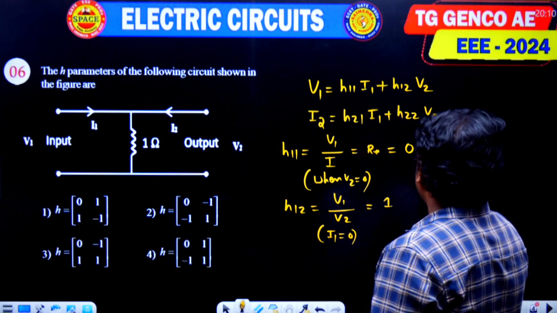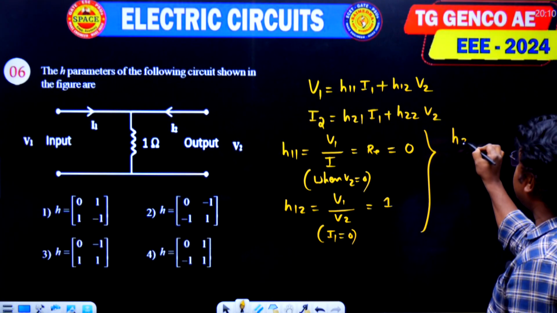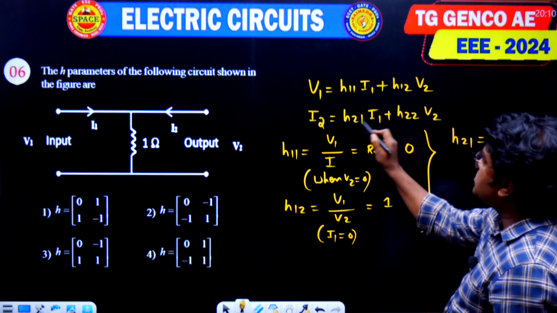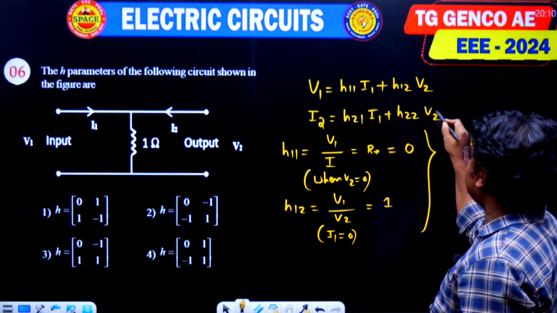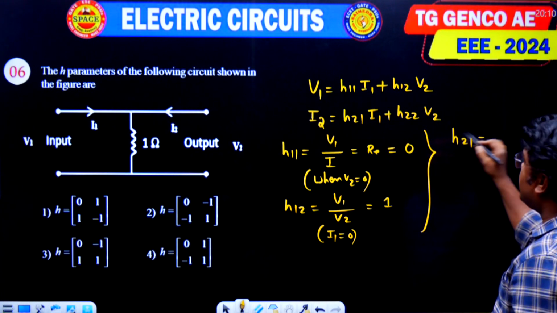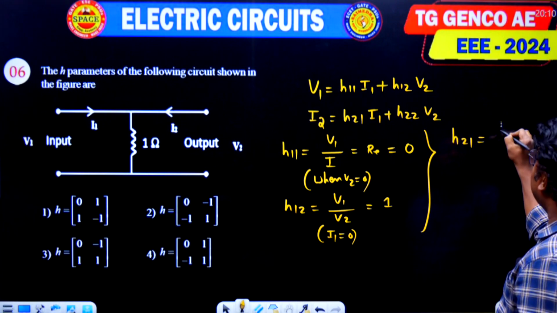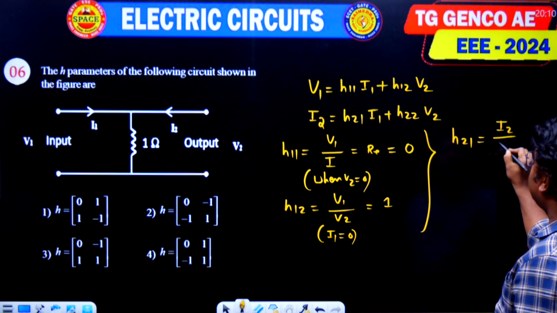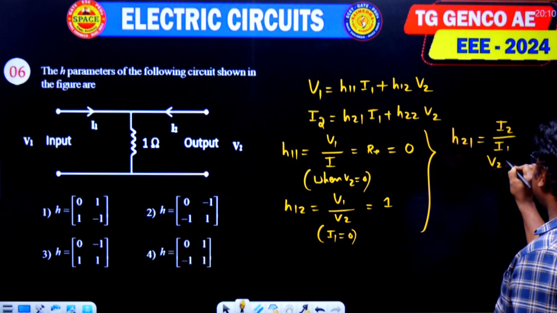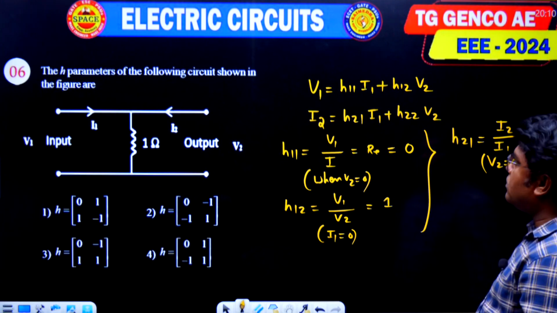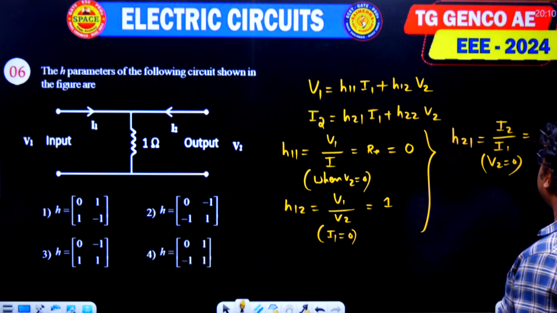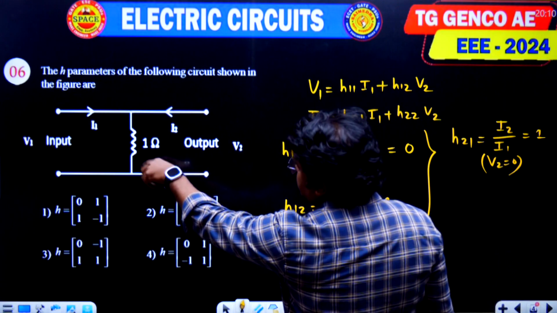And the next parameter, H21, is required. So how do we get H21? By shorting this one, make V2 equal to 0. So H21 is equal to I2 divided by I1, when V2 is equal to 0. So this is the current gain. Now here we will get the same 1 ohm resistance.